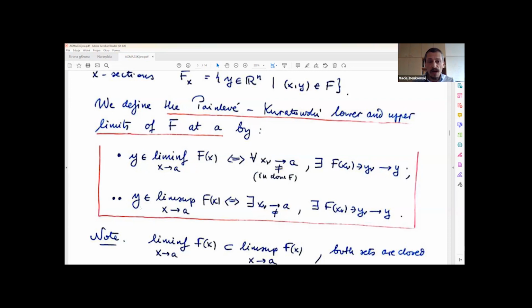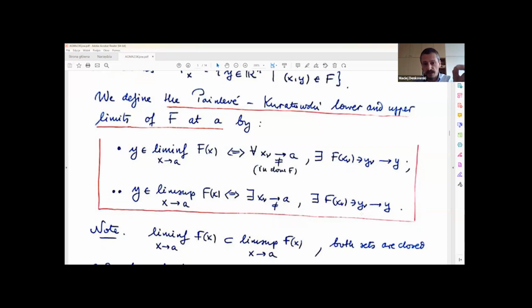And we will say that Y belongs to the upper limit if for some sequence in the domain, you are able to find points from the corresponding sections, from the corresponding values of the multifunction, converging to Y. So of course, from the definition, you see directly that there is an inclusion between the two sets, right?